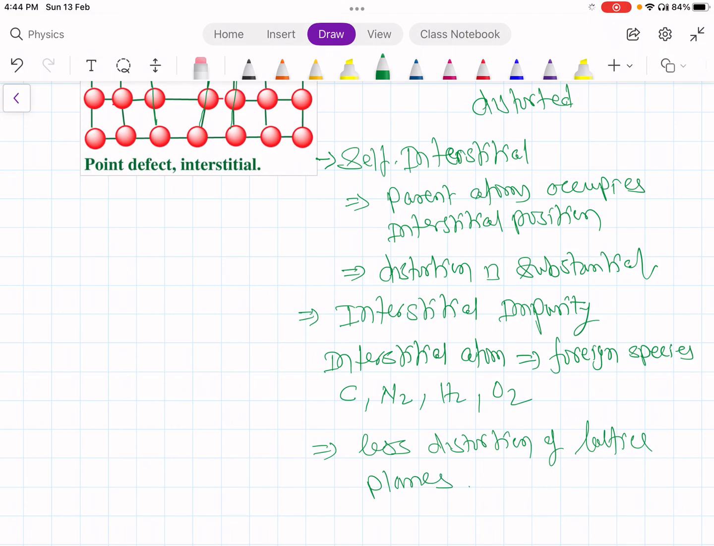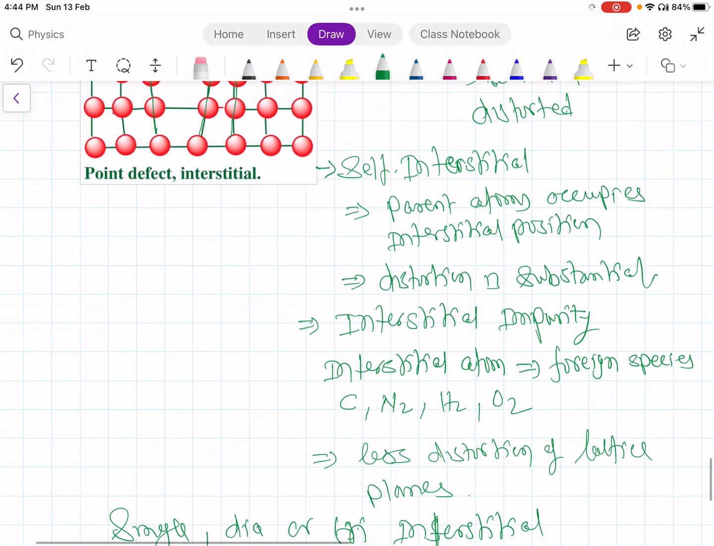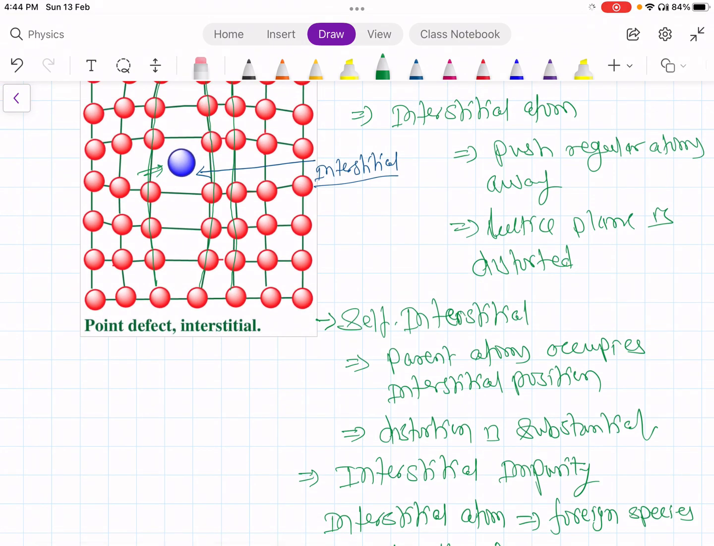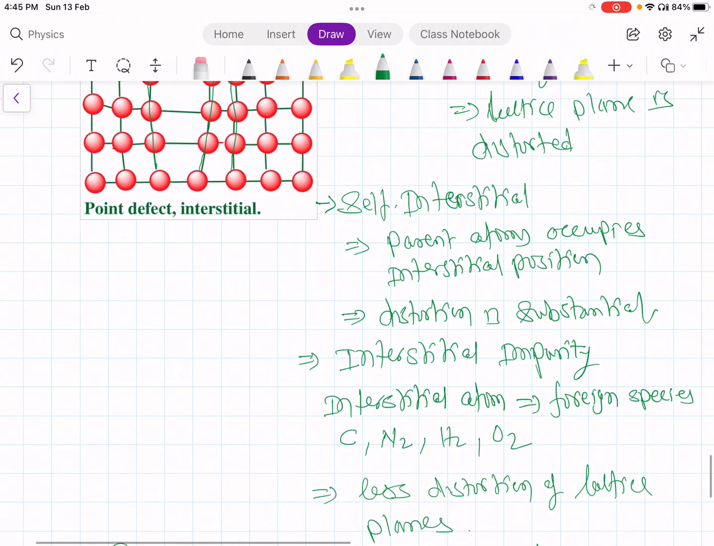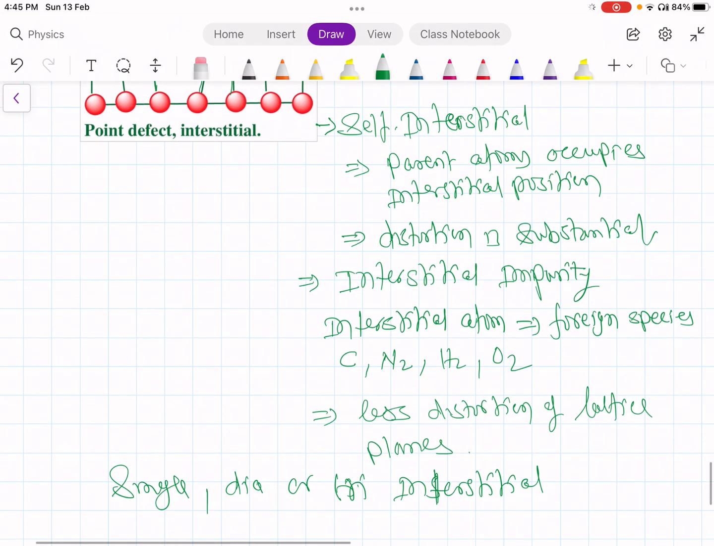Now this interstitial impurity also can be single, or di or tri interstitial. So that was about the interstitial point defect. In this case, there are two types of point defects. One is self-interstitial, where the interstitial atom is of the parent material, and in that case, distortion is substantial. Another type is interstitial impurity, meaning the interstitial atom is of foreign species, and in that case, there is less distortion because this interstitial atom of foreign species is smaller compared to parent crystal atoms.